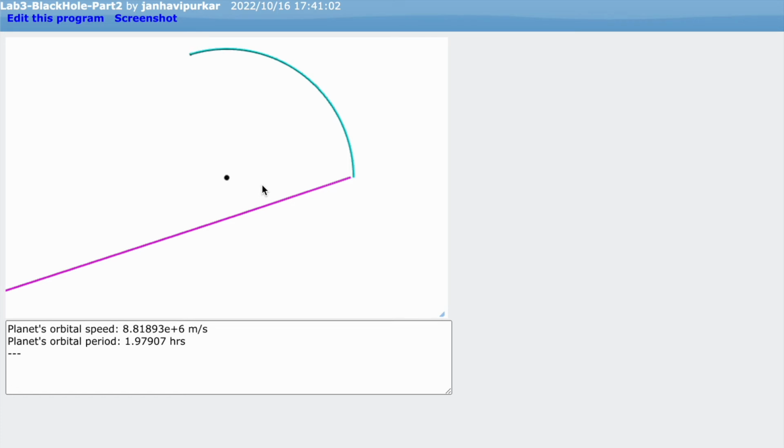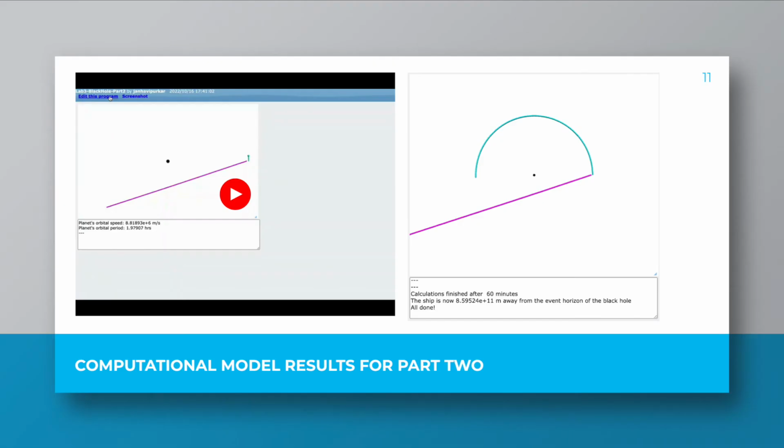And here are my results for running my code and my computational model for part 2. As you can see, the ship successfully flew around the black hole without crashing. The final results over here tell us that the calculations finished after 60 minutes, meaning it did not crash into the black hole or the planet.